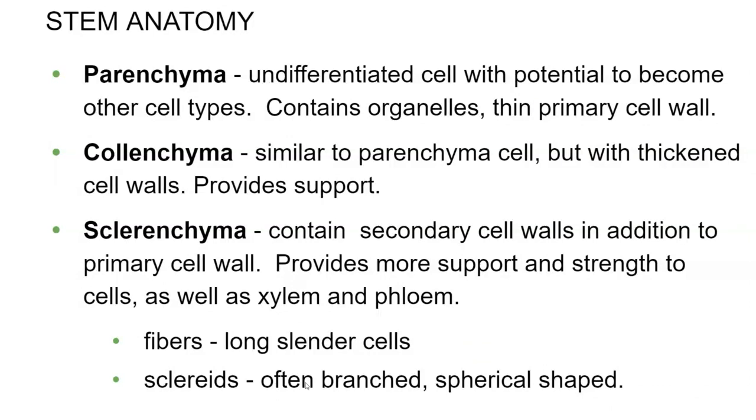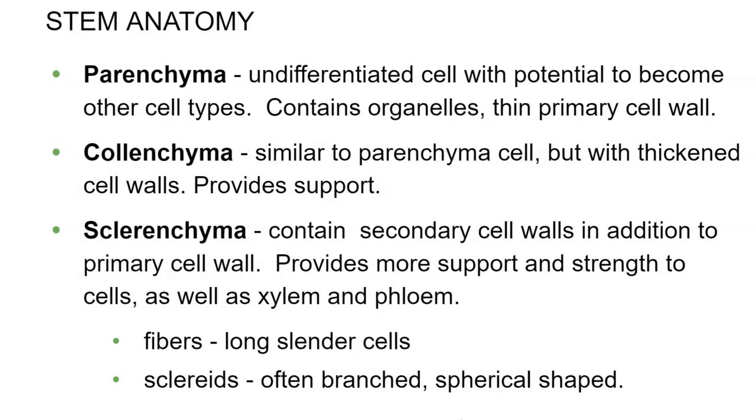Parenchyma are going to be like your plant stem cells. They are undifferentiated cells that are just kind of hanging around, waiting to be needed. So, for instance, if they're located near a bud, the parenchyma may differentiate into a leaf cell or a flower cell. If there's damage on the stem, the parenchyma is there to repair the damage.